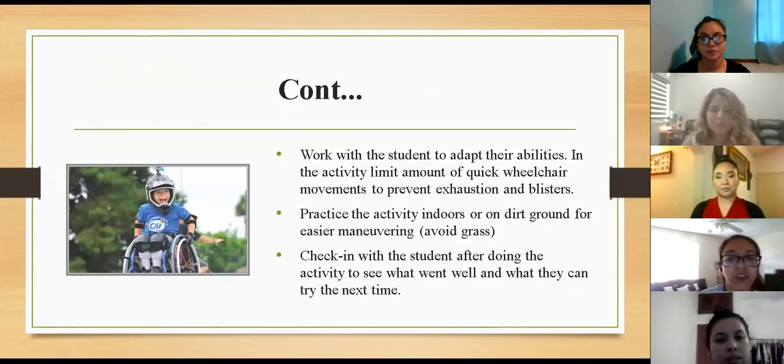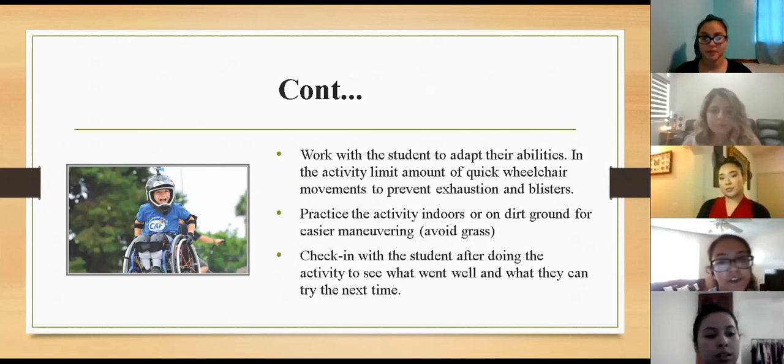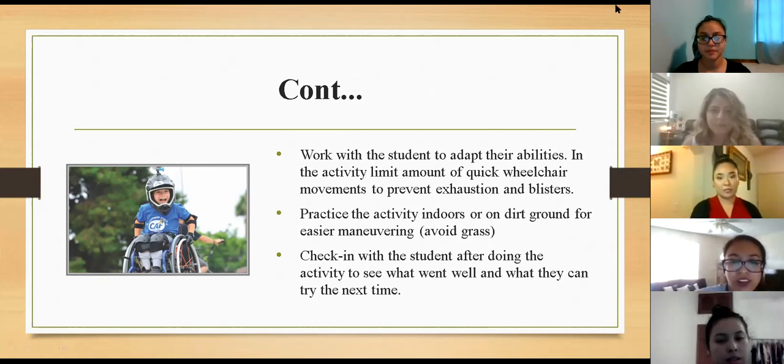Also, work with the students to adapt their abilities. In the activity, limit the amount of quick wheelchair movement to prevent friction and blisters. Practice the activity indoors or on even ground for easy maneuvering. And finally, check with the students after doing the activity to see what went well and what they can try next time.